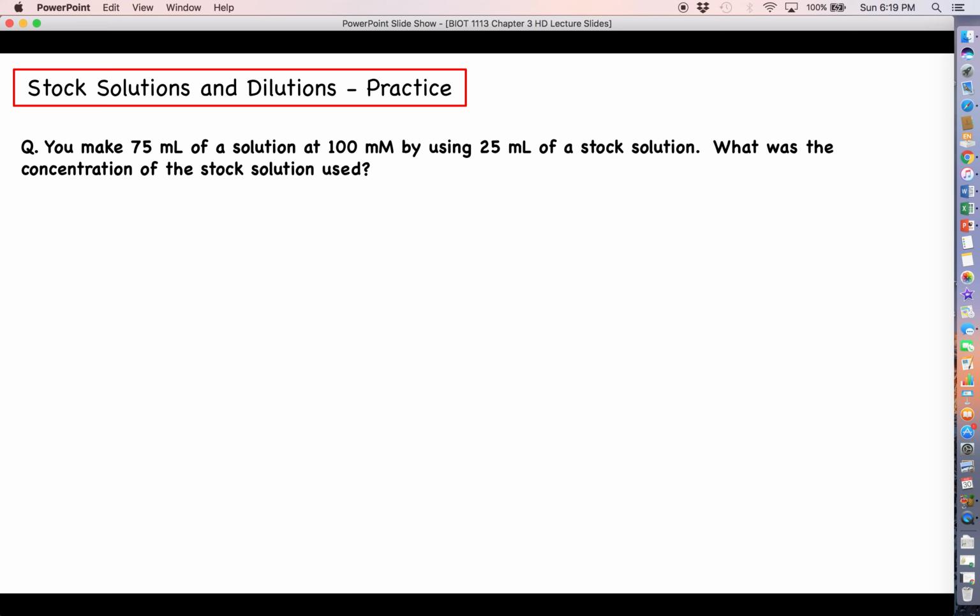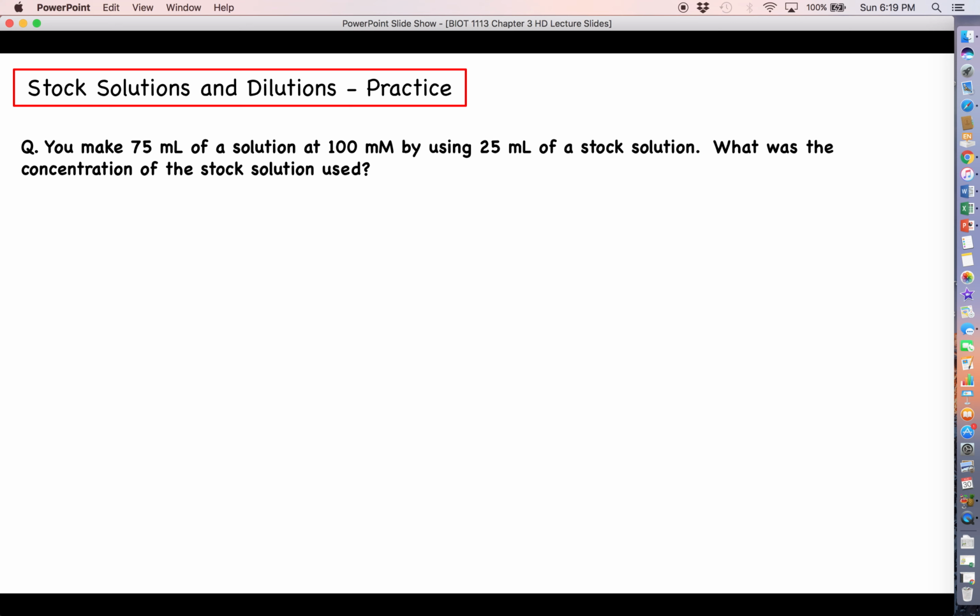Okay, so let's get a little bit more practice. This time, we're not going to use mass volume concentration. This time, we're going to use molarity. So this time it says, you make 75 milliliters of a solution at 100 millimolar by using 25 milliliters of stock solution. What was the concentration of the stock solution that we used?